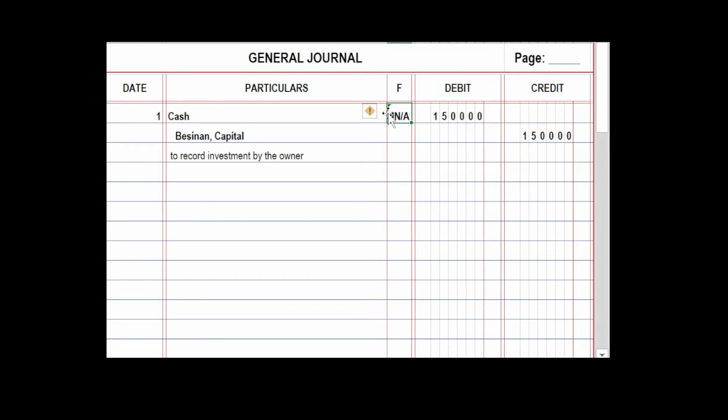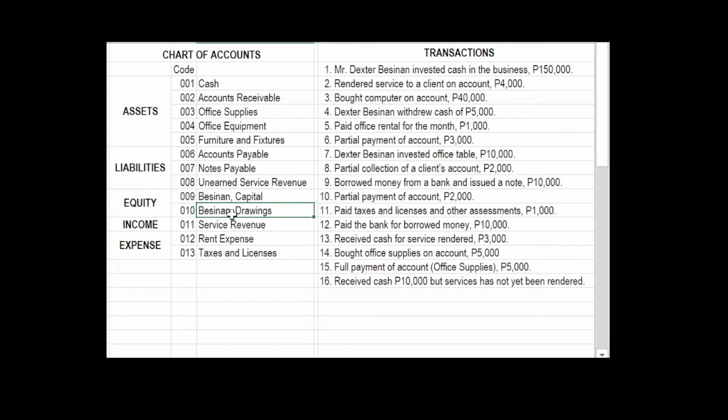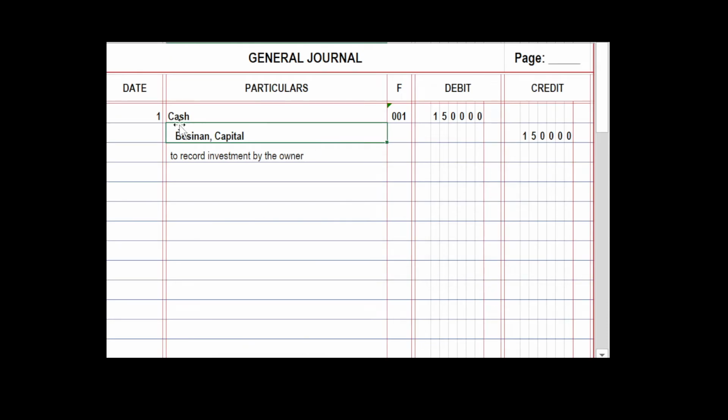And then, itong F na to, ito yung code. So ito yung ilalagay natin sa folio natin. Ibig sabihin ito yung code ng account title na yon. And then, lagay natin tong 150,000 sa debit side. And then, credit yung lumabas sa business. Again, walang lumabas sa business. Pero na-analyze natin na nagkaroon tayo ng capital. So, capital is nandito. 010. Okay? So, credit tayo ng Bisinan capital.